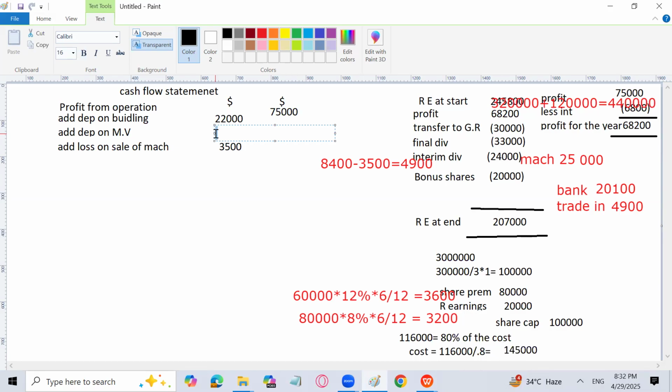How much is it going to be? 145,000 is the cost. 29,000. Now the value is 116,000. So the difference is going to be the depreciation, and that will be 29,000. Yes, 29,000.